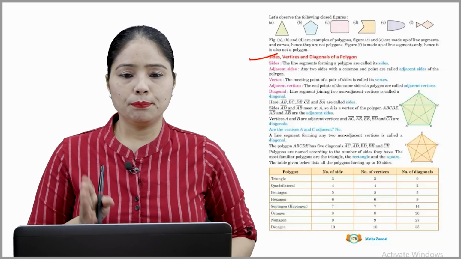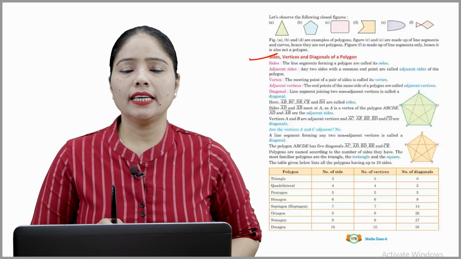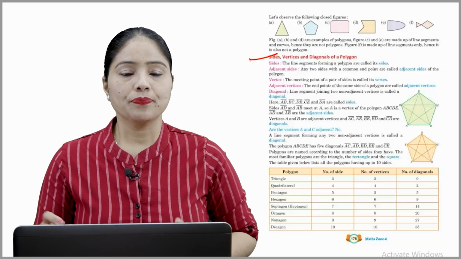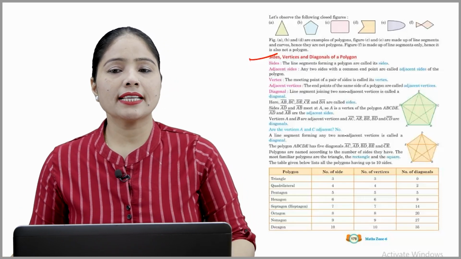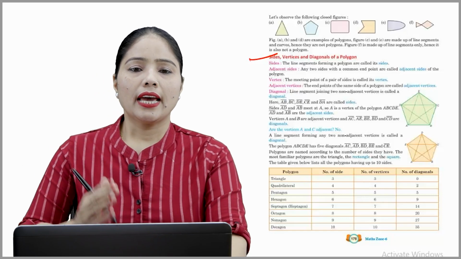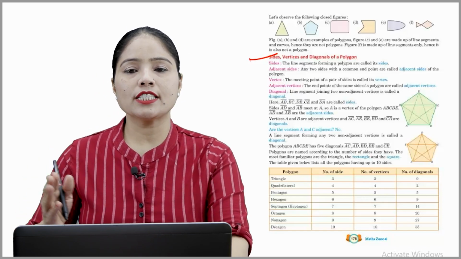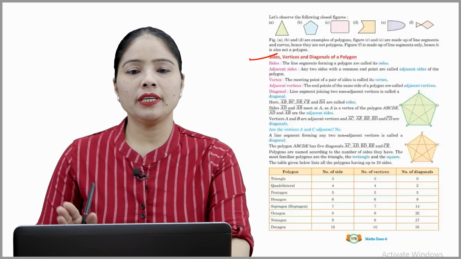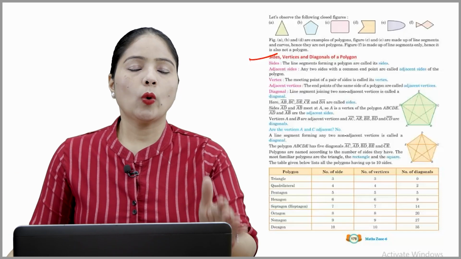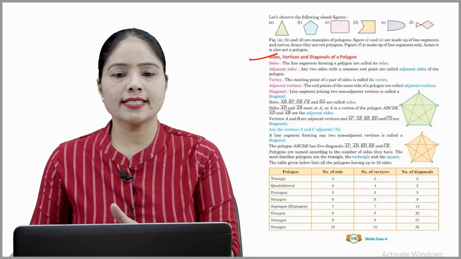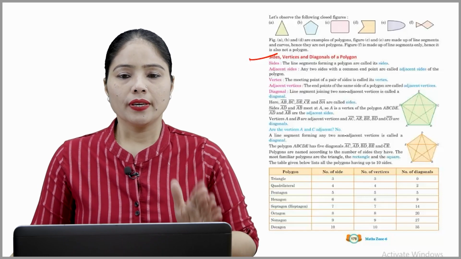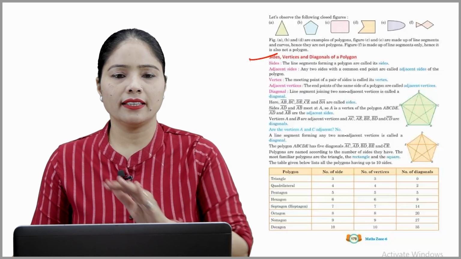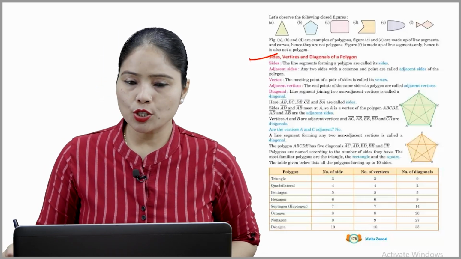Here AB, BC, CD, DE and EA are called sides. Okay, ये हमारे sides हैं. Sides AE and AB meet at A, and so A is a vertex of the polygon A, B, C, D and E. AE and AB are the adjacent sides. Vertices A and B are adjacent vertices, and AC, AD, BD, BE, CE are diagonals. Okay beta, I hope you understood well.